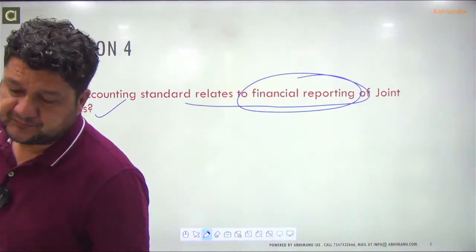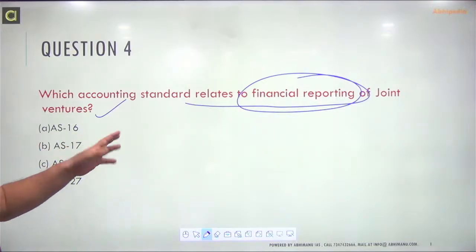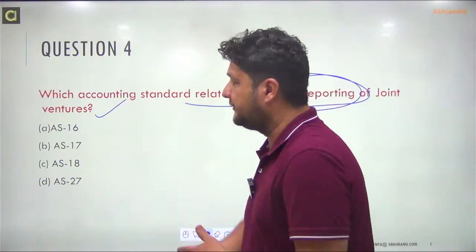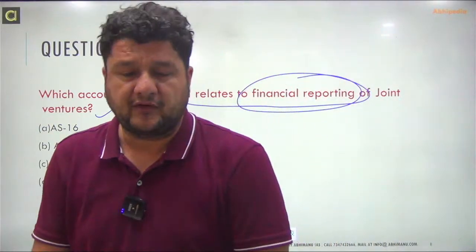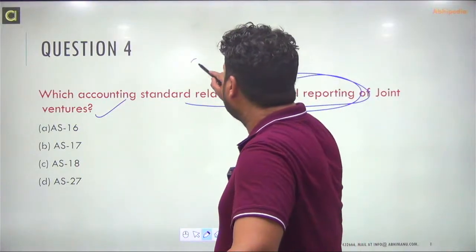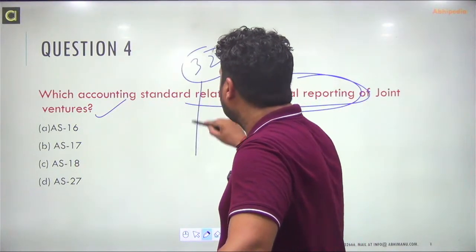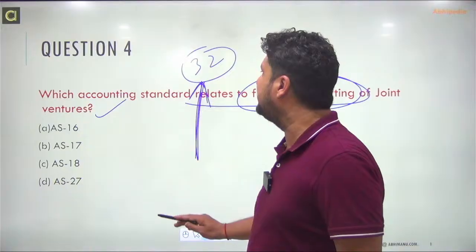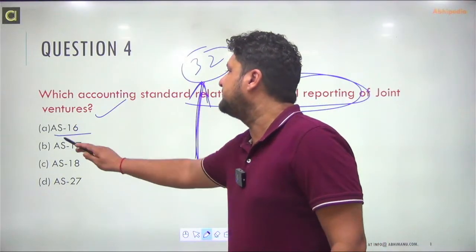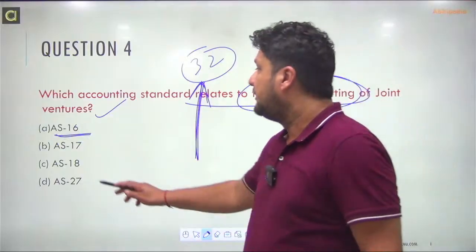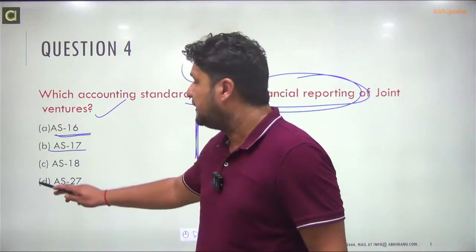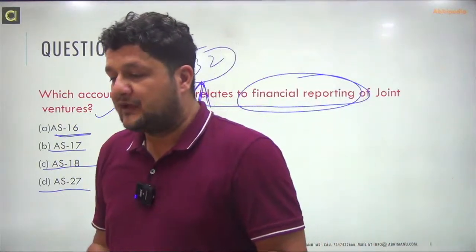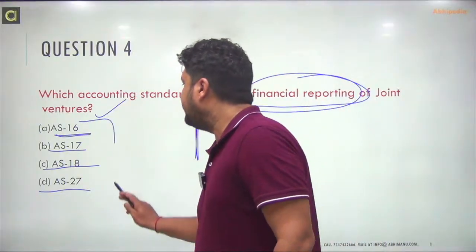Now, I told you there are around 32 accounting standards. Some of them are not really applicable. If you read them, you will get to know all that. So you must know what the main heads in these accounting standards are. Accounting standard 16 is related to what? Accounting standard 17? Accounting standard 18? Or accounting standard 27? You must know this list in depth.